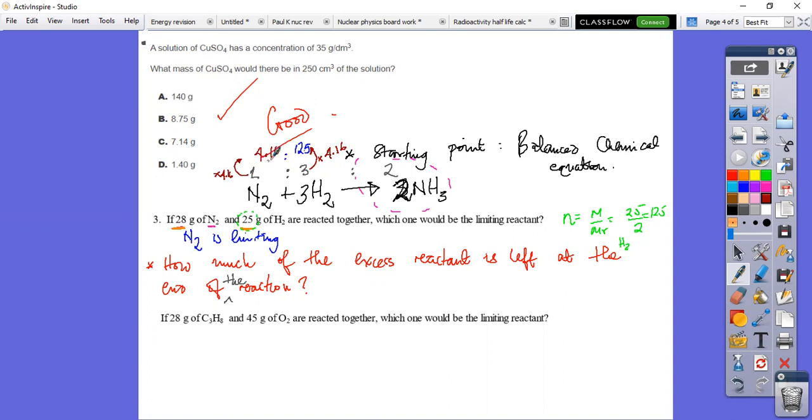4.16 moles of nitrogen. Now I take this number here and compare it to what I actually have. If I have more than this, it means this nitrogen is in excess. If I have less than this, it means it is limiting. Now I use the actual amount. So what is 28 divided by the molar mass of N2? It's also 28.